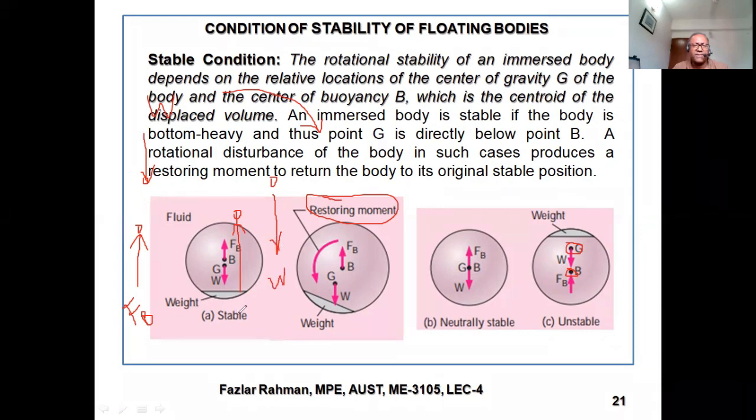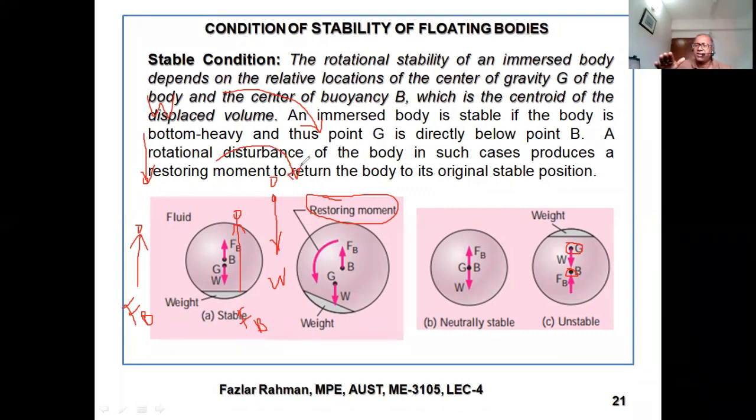Now, what did you see? Your FB works upward and W works downward, in the same direction but along the same line of action. But right now, the line of action is not the same. So these two are equal forces working in opposite directions, and their action is not going through the same point. That means they will create some moment. You see this one working downward, this one upward, so this will try to rotate the body more.